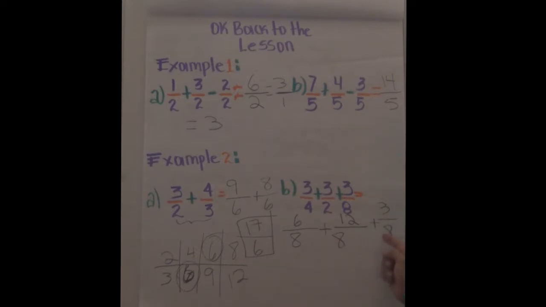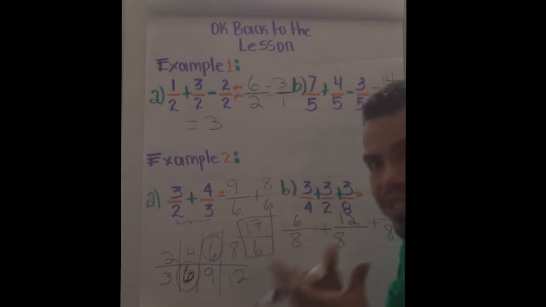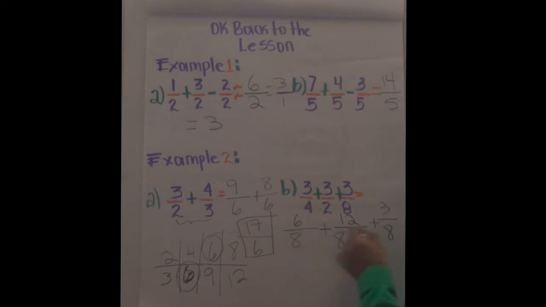They are all over 8 now, and now all I have to do is add the top, because that's how you add fractions with the same denominator. So 8, 8, 8. So then 6 plus 12 is 18, plus 3 is 21. Final answer, 21 over 8.